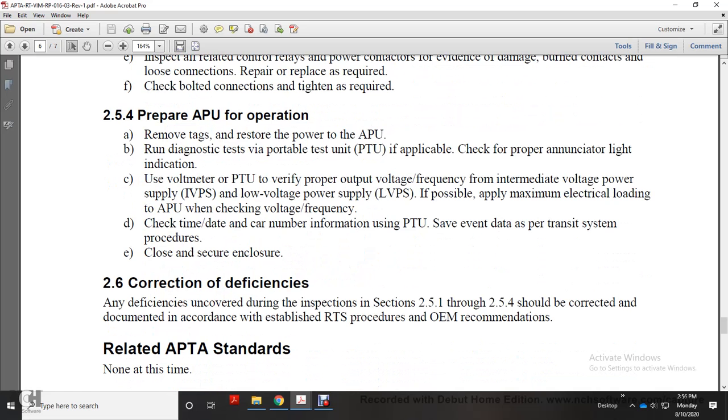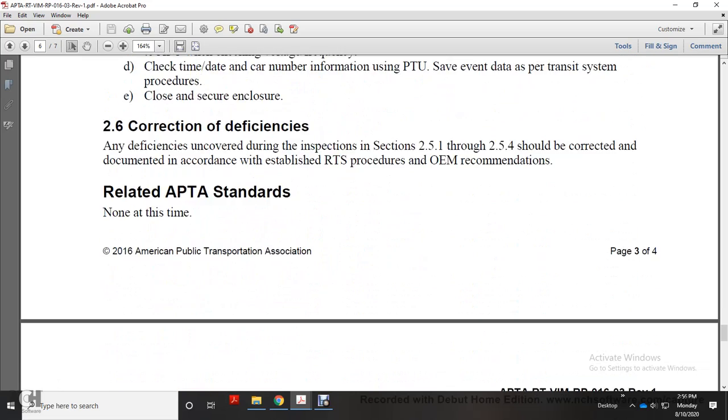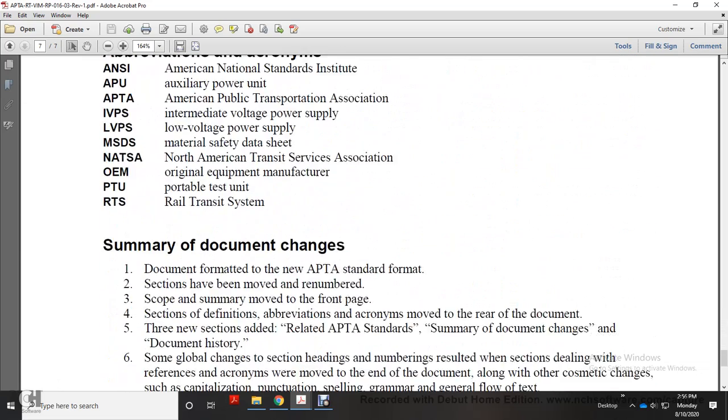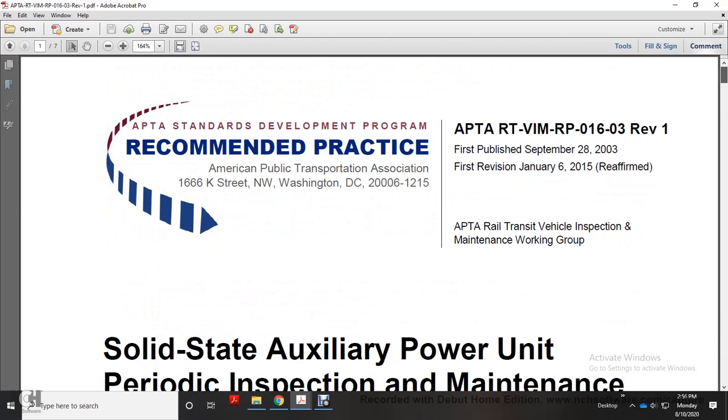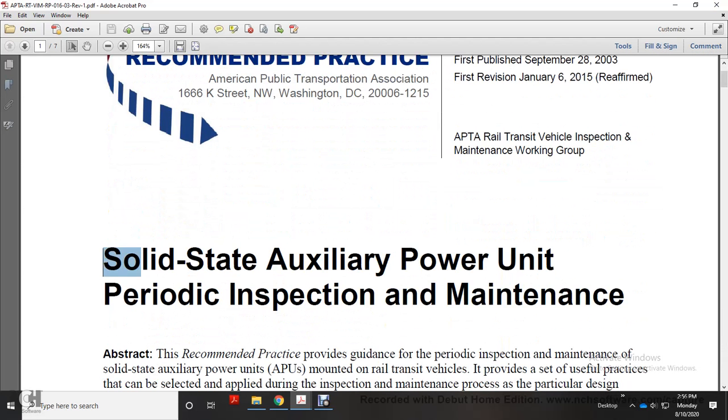Close and secure the enclosure. 2.6. Correct deficiency. Any deficiency uncovered during the inspection in 2.5.4 shall be corrected and documented according to the rail transit system and original equipment manufacturer recommendation. Related APTA standards, references, definitions, abbreviations, summary, document history. And that was the solid state auxiliary power unit periodic inspection maintenance.